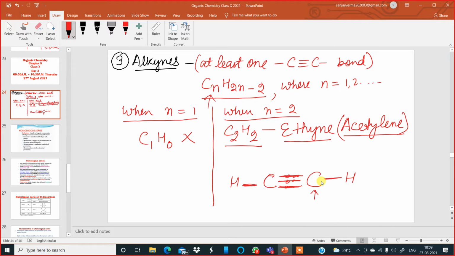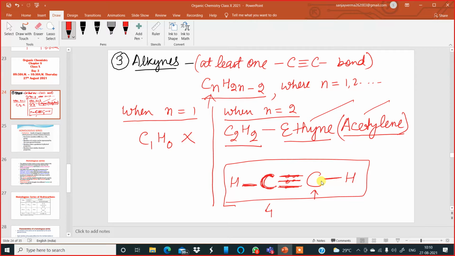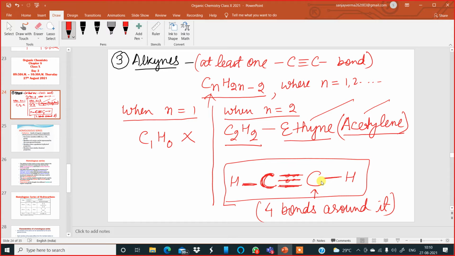Now, this was the third homologous series of hydrocarbons, which is called alkynes, and I've written down the molecular formula of ethyne, which is nicknamed as acetylene. The structural formula of ethyne is here. You can see. Now, whenever it is an ethyne or an alkyne, you have to make sure that each carbon atom must have four bonds around it, to satisfy the tetracovalency.